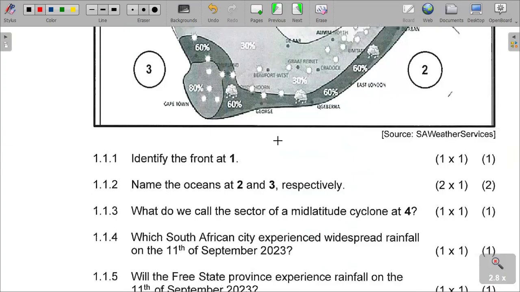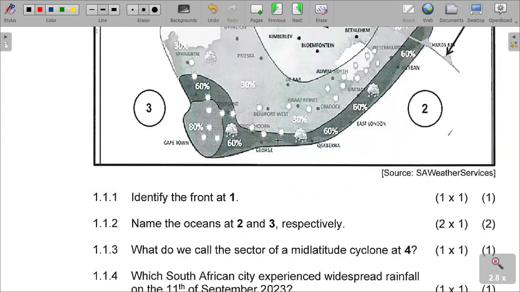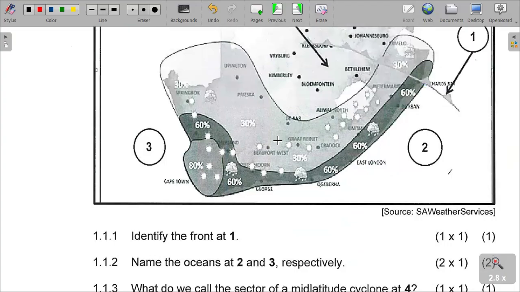So the question is saying identify the front at 1. Identify the front at 1. I'm sure you remember that when we look at types of front, we have triangles resting on the line. This shows a what? A cold front. It shows a cold front, so it is a cold front.